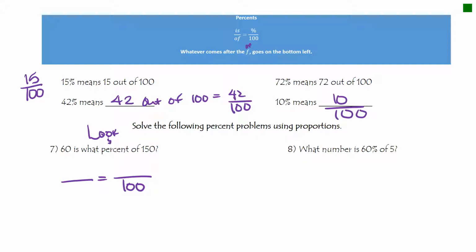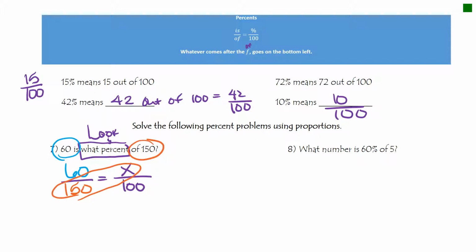Now we're looking for the is and the of. Do we know the percent? It says what percent, so that's X. Here we have 60 is, so that goes on my is. Over here, of 150, and look at that, bada bing, bada boom, I've got a proportion.